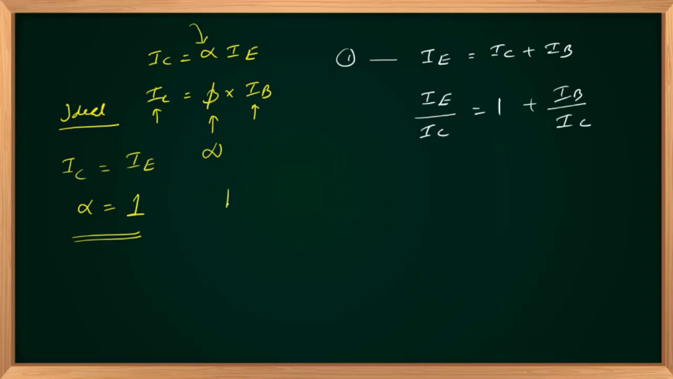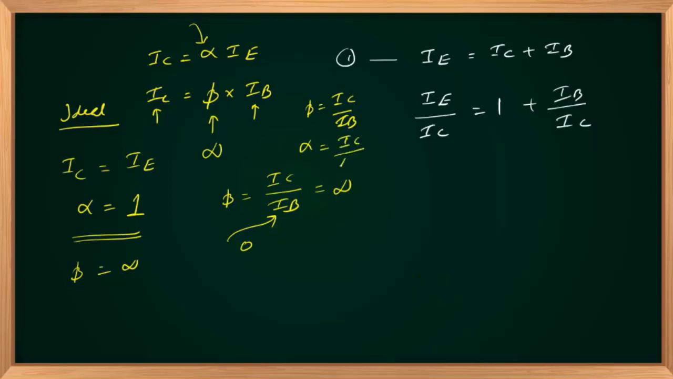And beta should tend to infinity. From the same expression, beta can be expressed as IC upon IB. Ideal behavior implies no recombination, no base current, so IB equals 0. Something upon 0 will give you infinity. So beta is infinity in an ideal transistor, with base current equal to 0 and alpha equal to 1, or the collector current is the same as the emitter current. Right, so we have two definitions here for alpha and beta. Beta is collector current upon base current. Alpha is collector current upon emitter current.